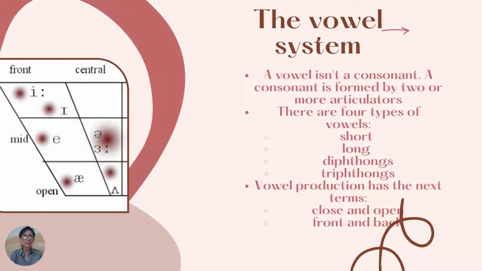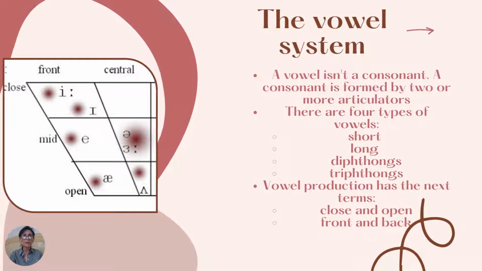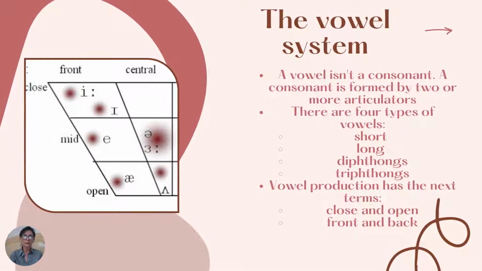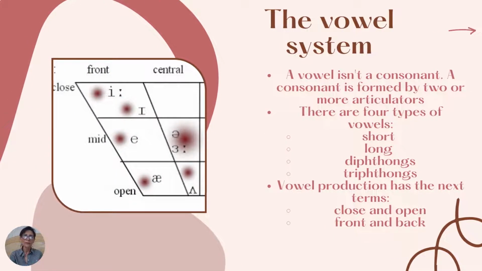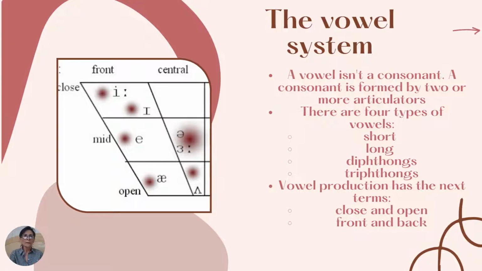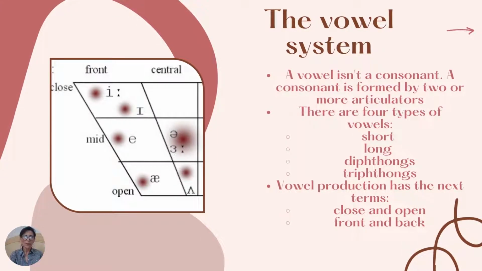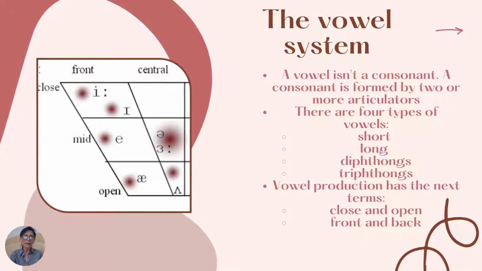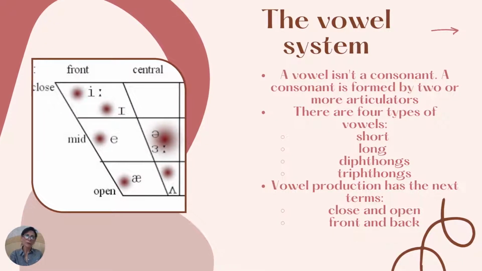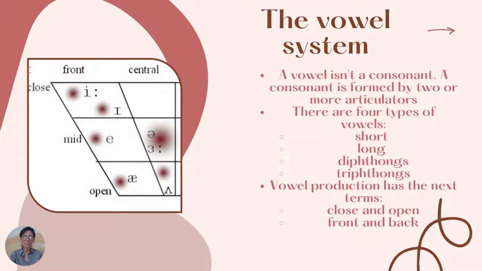Slide 7. The vowel system. A vowel isn't a consonant. A consonant is formed by two or more articulators. There are four types of vowels: short, long, diphthongs, triphthongs. Vowel production has the following terms: close and open, front and back.